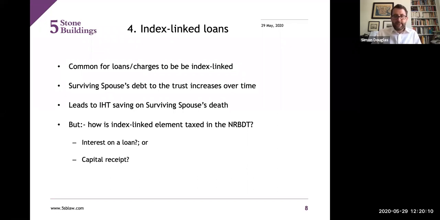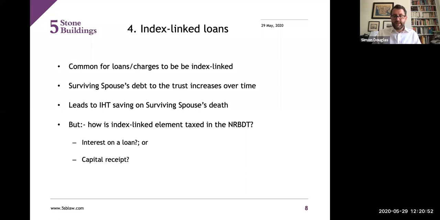The problem, though, is that there is a sting in the tail. When the surviving spouse dies and their personal representatives have to pay back a sum to the trustees of the discretionary trust, they're paying not just the nil rate sum back to the trustees, but they're also paying back this additional amount, this index-linked element. So there's a question: how do you conceptualize that index-linked element of the sum that's being repaid? Is it interest for the loan, or is it a capital receipt? And the reason that's an important question is that the tax consequences are radically different.